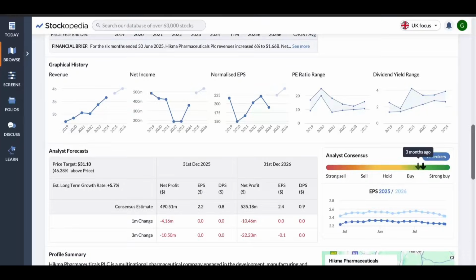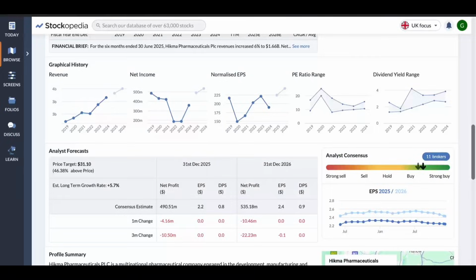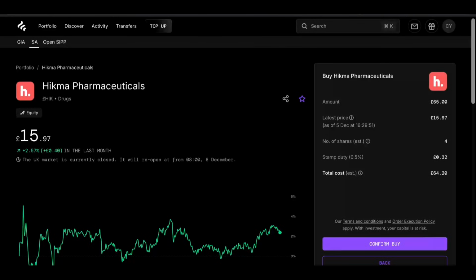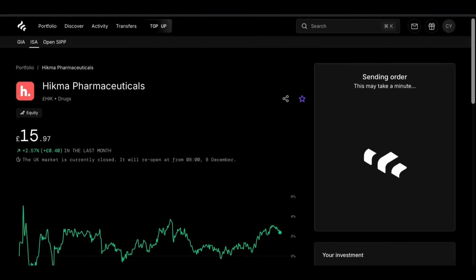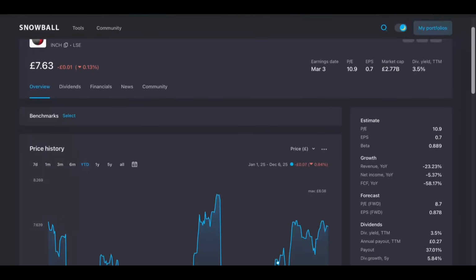This is backed up further when we look at the analyst consensus. As we can see, there is 2 holds, 6 buys and 4 strong buys. And they do have a price target of $31.10, which is 46% above the current price. I currently own 7 shares of Hikma Pharmaceuticals, and I'm going to top this up by adding a further 4 shares to the portfolio, which is going to cost me £64.20.